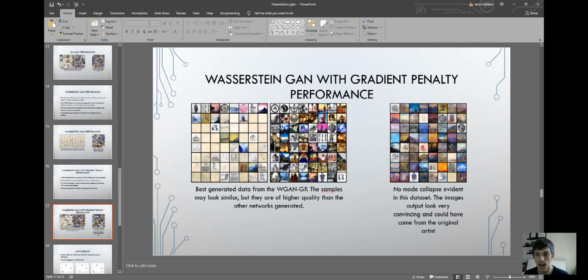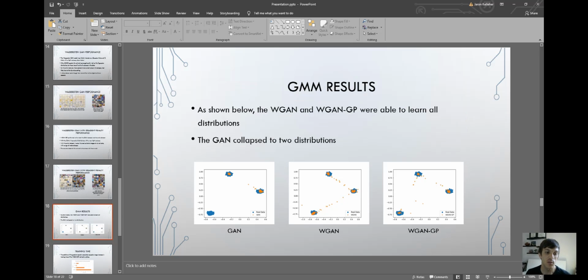No mode collapse in any of these images. They all look pretty different. And I think with further training and more time, this would have performed even better than the others.